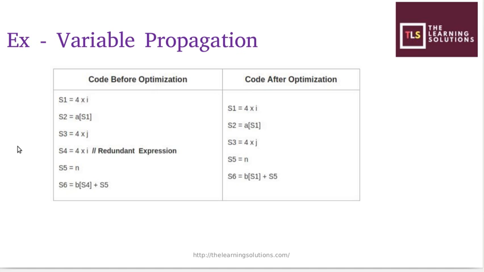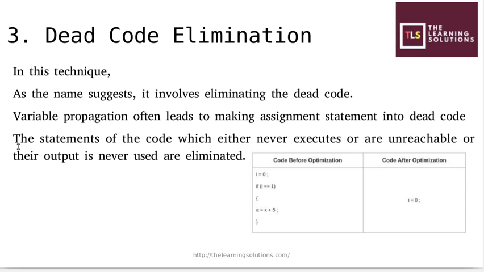So this is about the variable propagation technique. Next is dead code elimination. I have already mentioned a term called dead code. So what is the meaning of dead code? When a particular statement or a particular variable is not used in a subsequent part of the code, it is called dead code. It is not used basically. So we have to eliminate such dead codes, such dead statements.